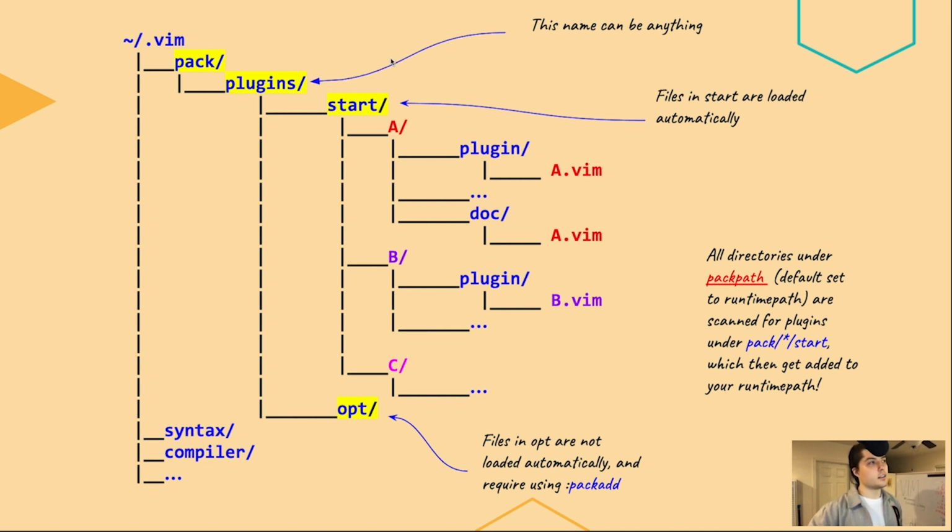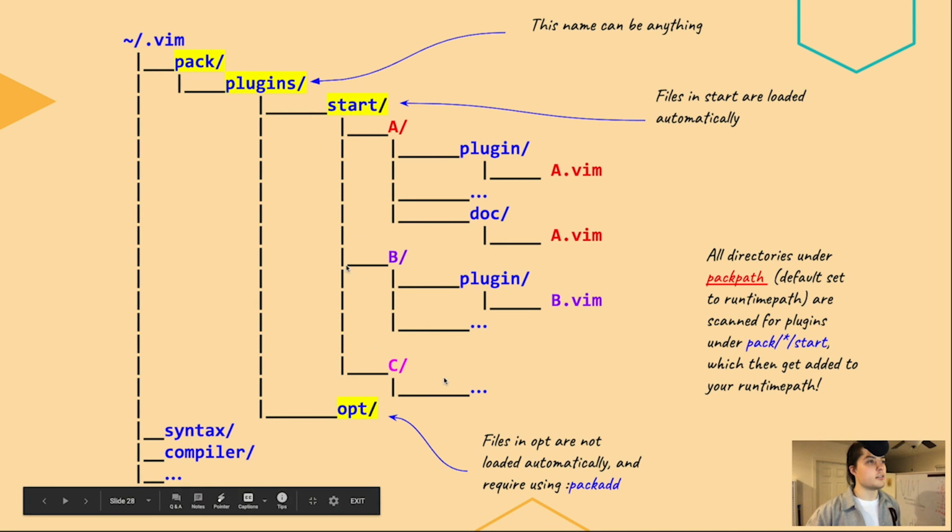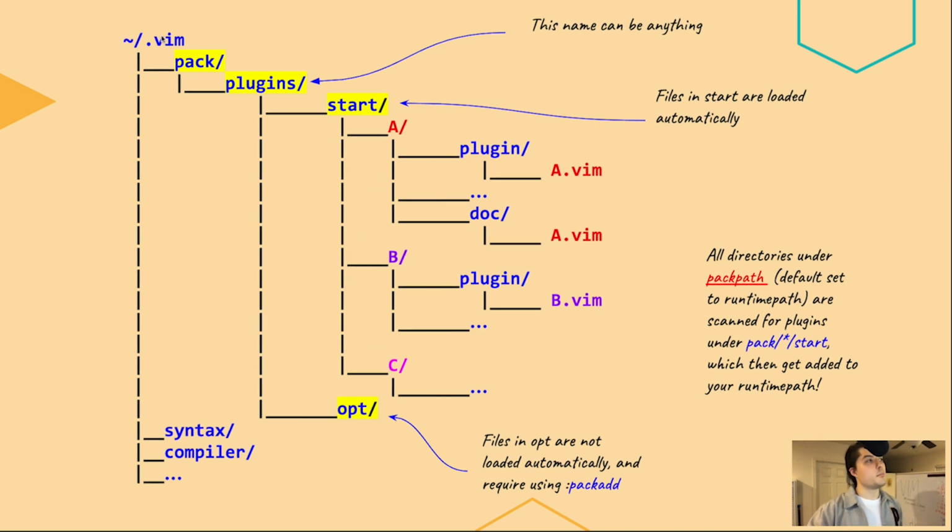The way it works is inside pack, you define an arbitrary subdirectory. This can be named anything. It can be named McDonald's, it doesn't matter. And then after that, there are two main folders: start and opt. Let's ignore opt for a while. Basically, in .vim/pack/plugin/start, you can now create a separate directory for each package you want to independently manage.